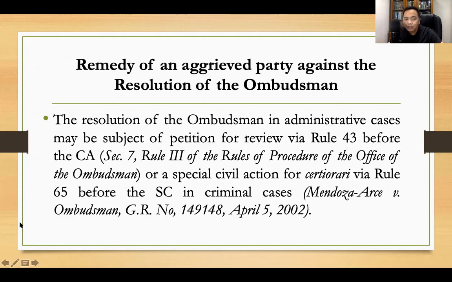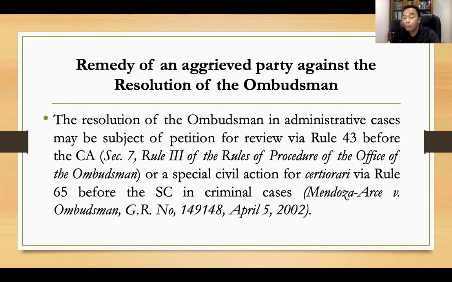Okay. Now, take note, class, that the resolution of the Ombudsman in administrative cases may be subject of a petition for review under Rule 43 of the Rules of Court before the Court of Appeals, or a special civil action for certiorari through Rule 65 before the Supreme Court in criminal cases. Take note of that. Kasi class, ang Ombudsman, they are the special prosecutors. They are only assigned in violation of 3019, Anti-Graft and Corrupt Practices Act, violation of the plunder law, commission of crimes by a public official with a salary grade of 27 or higher, and jurisdiction niyan, class, is with the Office of the Ombudsman, hindi sa regular prosecutor. Halimbawa, you lost your case in the Ombudsman, final niya yung resolution and information sa Sandiganbayan, the court which tries yung mga violation of the Anti-Graft and Corrupt Practices Act.